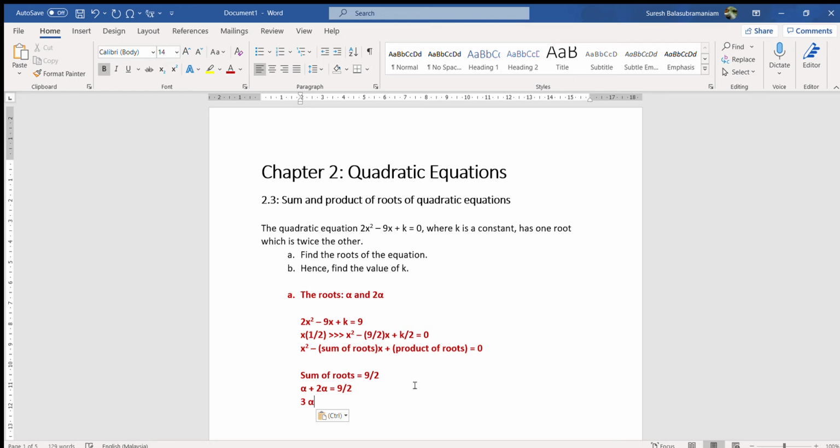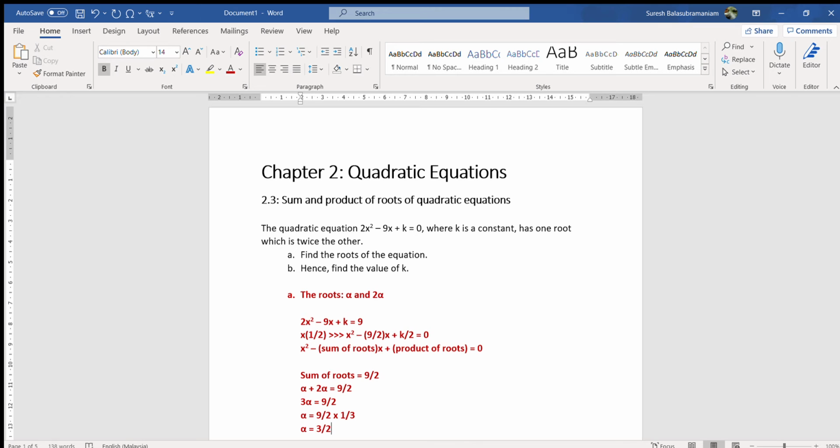3 alpha equals 9 over 2, and alpha equals 9 over 2 multiplied by 1 over 3. So alpha equals 9 over 2 multiplied by 1 over 3, we get 3 over 2. So that is my first root.